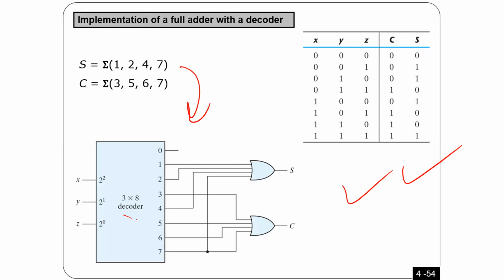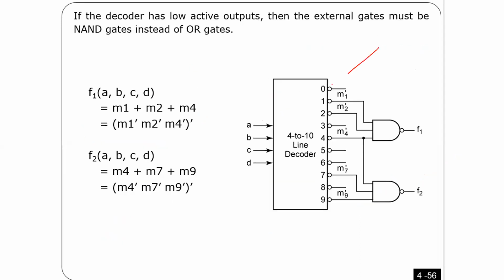However, our decoder is not like this one. Our decoder is different because this one has no bubble, which means it is active high. So you should not use this one. I also explained here, in case, this one is actually our decoder. Our decoder is actually active low.